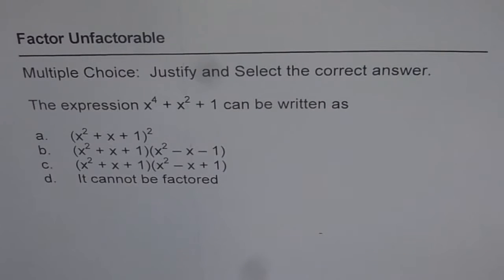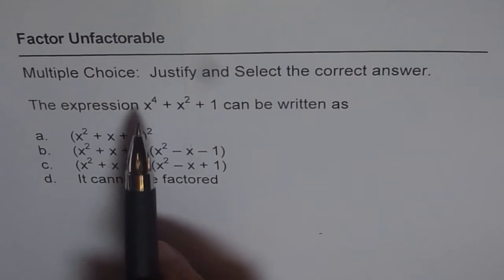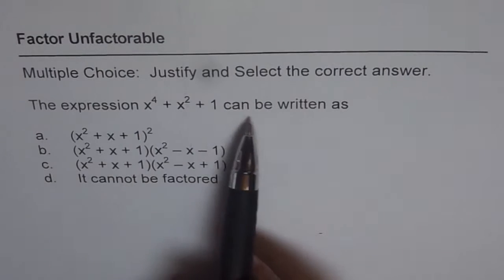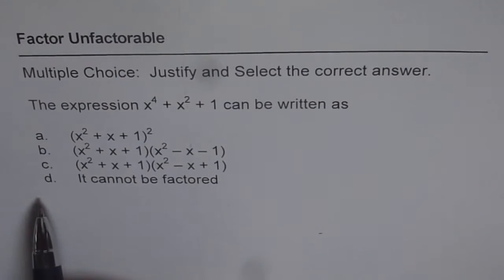Factor unfactorable, multiple choice. Justify and select the correct answer. The expression x to the power of 4 plus x squared plus 1 can be written as, there are four choices: x squared plus x plus 1 whole squared; x squared plus x plus 1 times x squared minus x minus 1; and x squared plus x plus 1 times x squared minus x plus 1. And the fourth option is that it cannot be factored. Well, let's try to figure it out.